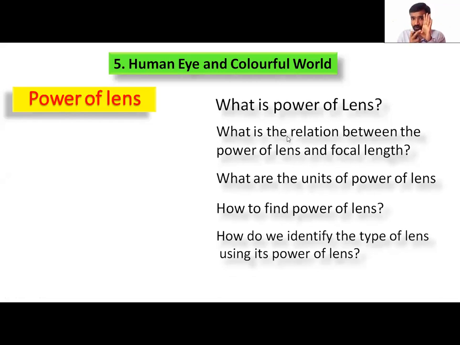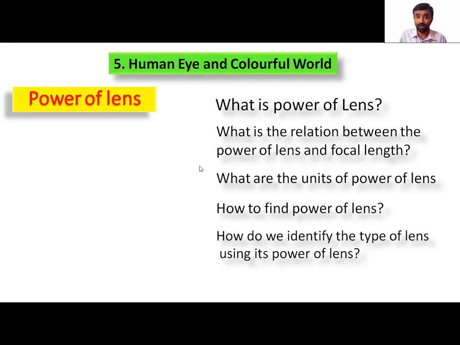One is what is power of lens, the relation between the power of lens and the focal length, what are the units of power of lens, how to find the power of lens, and finally, how to identify the type of lens by knowing the power of lens. So these are the concepts I will explain to you in the power of lens, right?